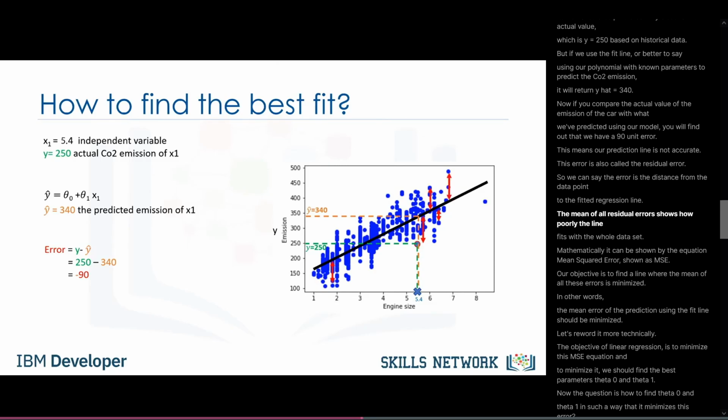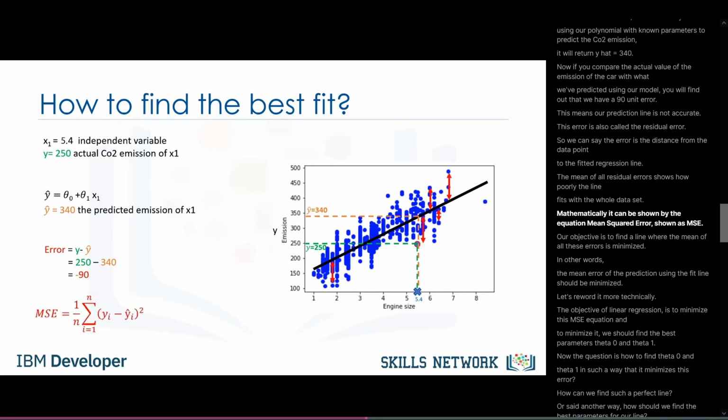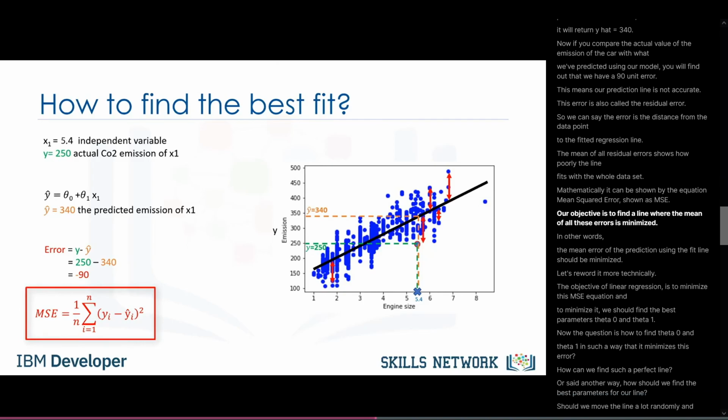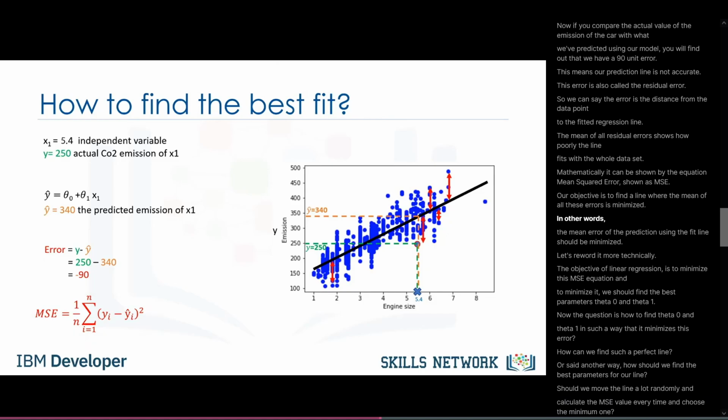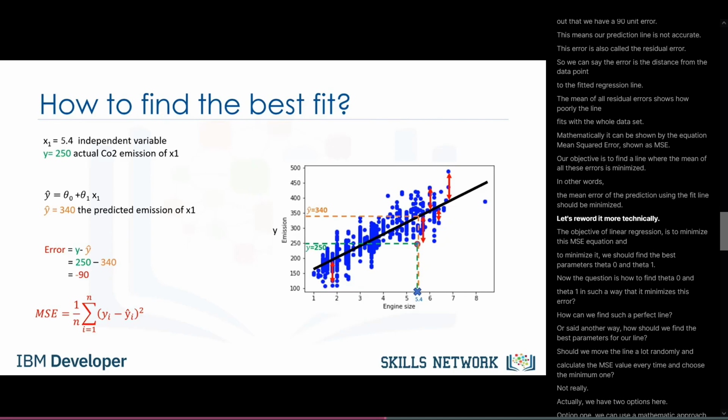The mean of all residual errors shows how poorly the line fits with the whole data set. Mathematically, it can be shown by the equation mean squared error, shown as MSE. Our objective is to find a line where the mean of all these errors is minimized. In other words, the mean error of the prediction using the fit line should be minimized. Let's reword it more technically.